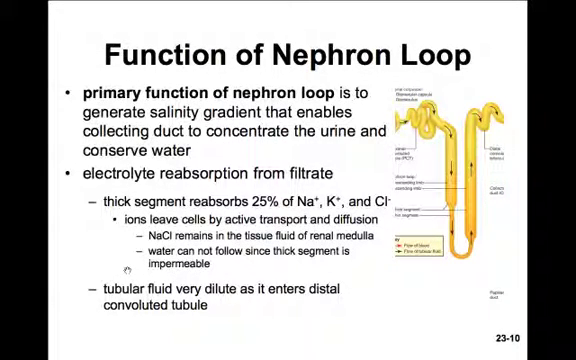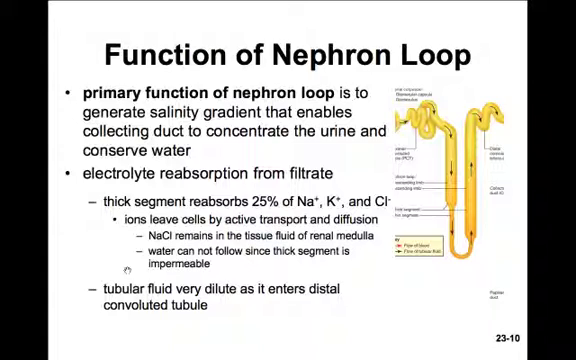So now we move from the proximal convoluted tubule into the nephron loop. The primary function of the nephron loop is going to be to generate a sodium chloride gradient, a solute gradient that enables the collecting duct to concentrate urine and conserve water. The collecting duct is going to happen a little ways down the line. So we're interested in electrolyte reabsorption from the filtrate. And as you already know, there's a thick segment and a thin segment. The thick segment is of importance here.